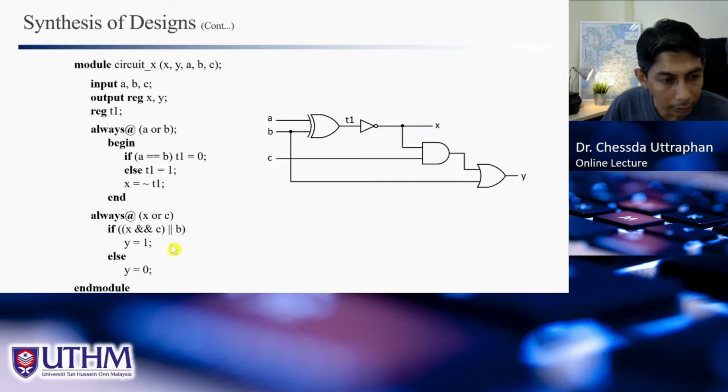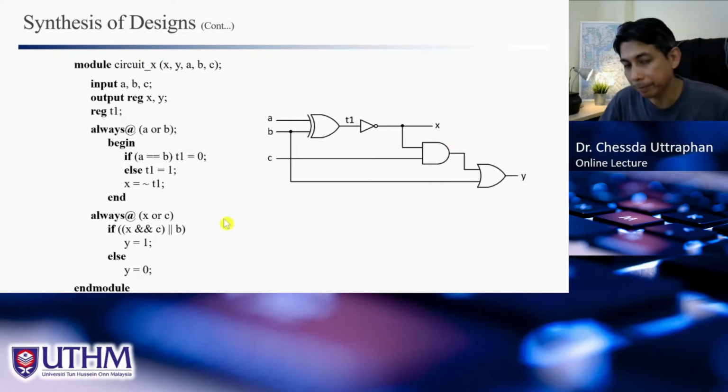And for this one, a little bit tricky, right? Where if X and C or B, then Y equal to 1, else Y equal to 0. So must be this part, because we have XCB, XCB, all right? So this part will be synthesized into this gate, all right? So go back and try to figure out how this code will be synthesized into this one, all right? That is your homework, your exercise, all right?